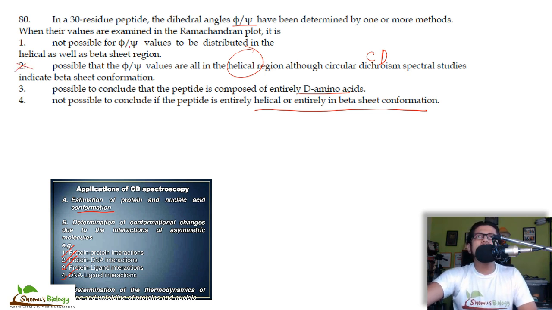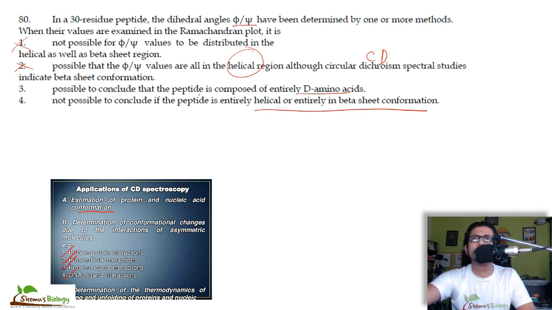It says it is not possible for phi and psi values to be distributed in the helical as well as beta sheet. No, that is also not true, because we know that different values of phi and psi may either allow the amino acid to form the alpha helix or to form the beta sheet. So both are possible. So the option is obviously between 3 and 4.